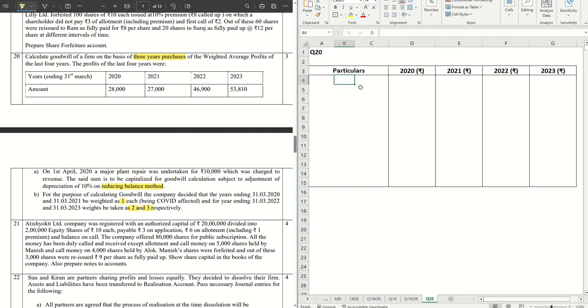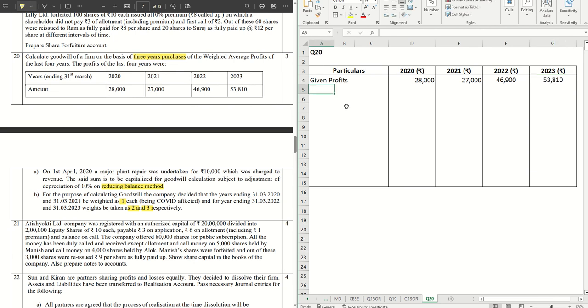First of all, let's write the given profits that we have. For 2020, we have 28,000, 27,000, then 46,900 and 53,810, right? These are the profits given.